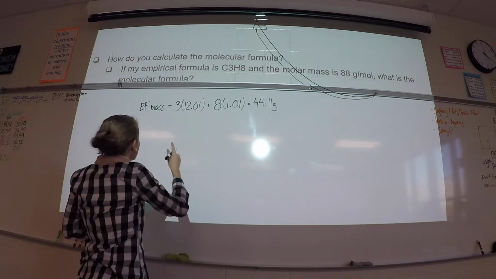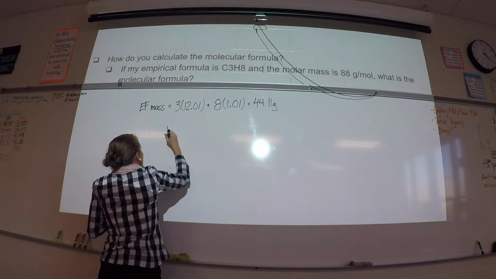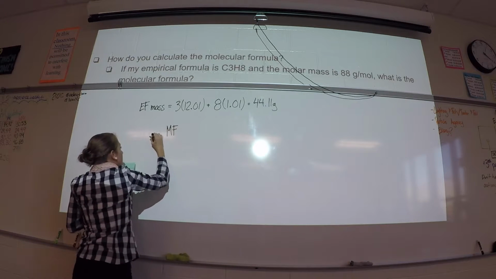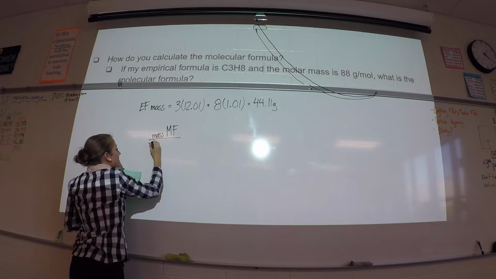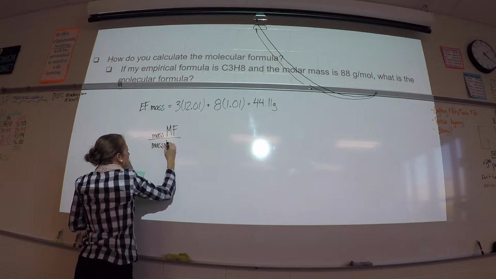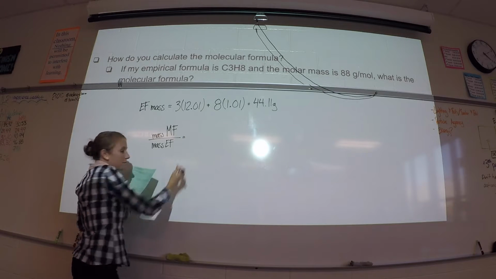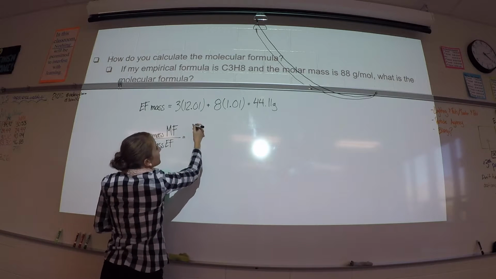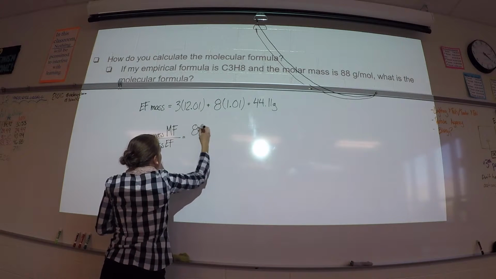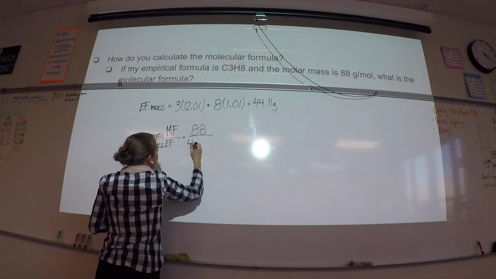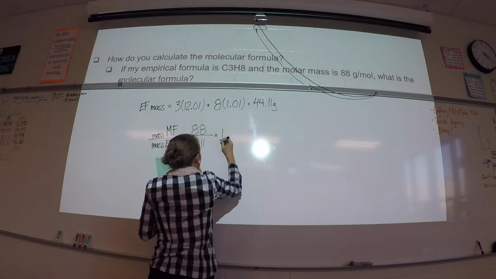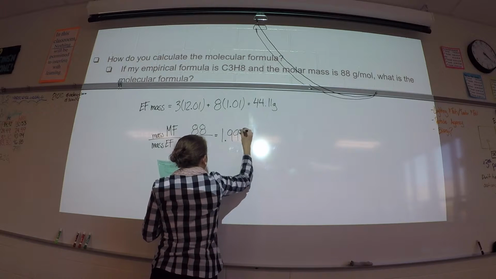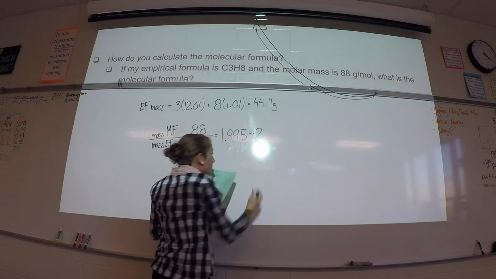Next step is you're going to take the mass of the molecular formula, and that should be given to you in the problem, and divide it by the mass of the empirical formula. So our molecular formula mass, it tells us, is 88. What we calculated was 44.11. Calculate that out, we get 1.995, which is really close to 2.